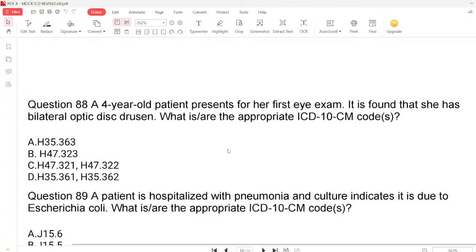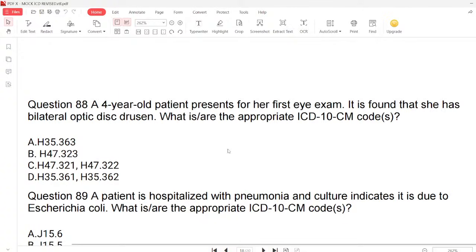88. Shrija 87. Okay, correct. Sanjima, correct answer, dear. Okay. What about 88? Agash, correct. B is the correct answer. Very good. Rasna, correct answer. B, correct answer, guys. H47.323 is the answer.